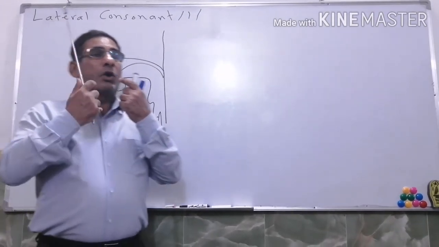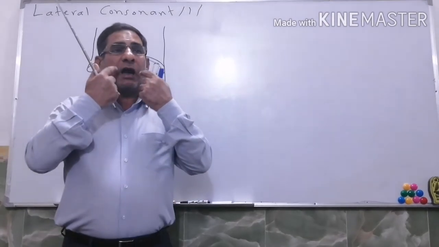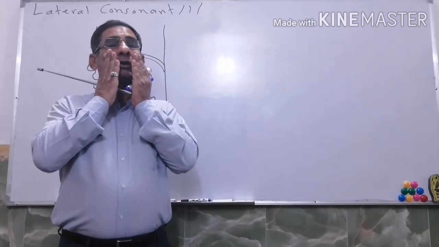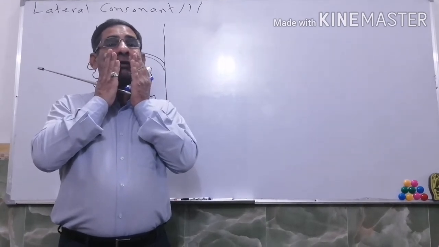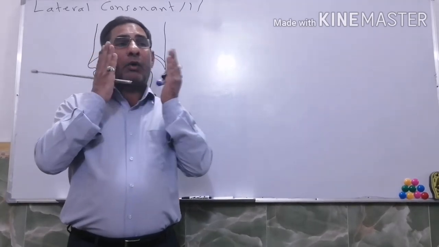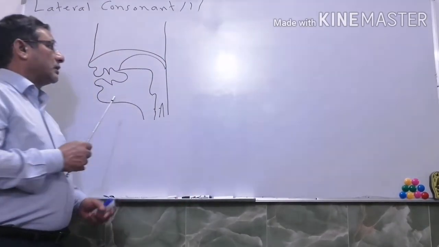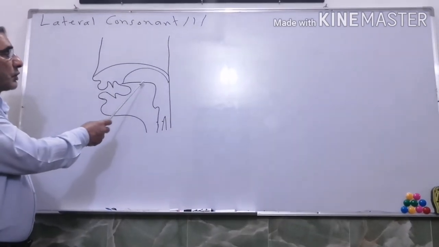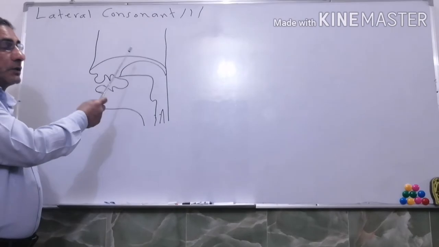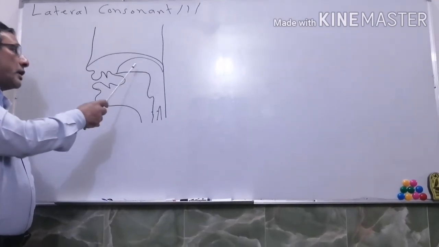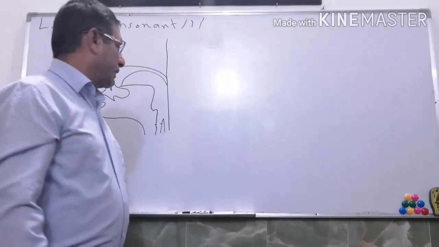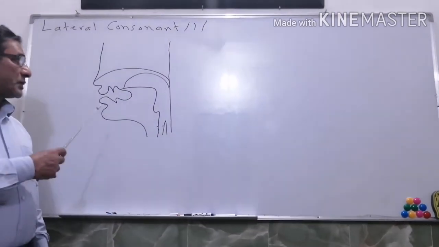فالهواء goes over the sides. الآن هذه sides، حتى لو حطينا إيدينا هنا, if we put our hands here, we can feel the air coming out. نشعر بالهواء يخرج الآن. هذه هي النقطة المقصودة. The sides of the remainder of the tongue are not in contact with the sides of the palate, so that the breath goes over the sides of the tongue and out of the mouth. This is the third point.